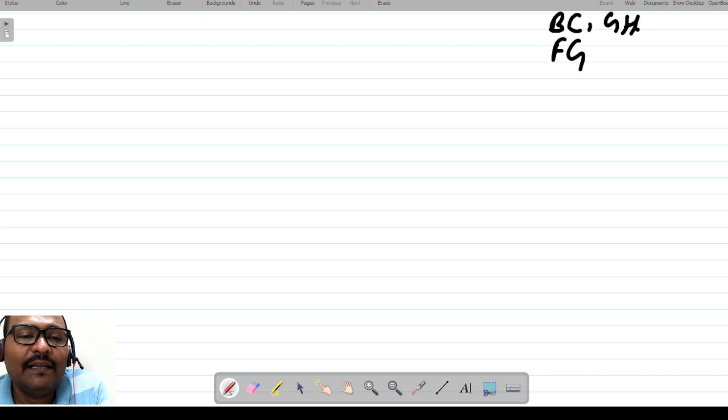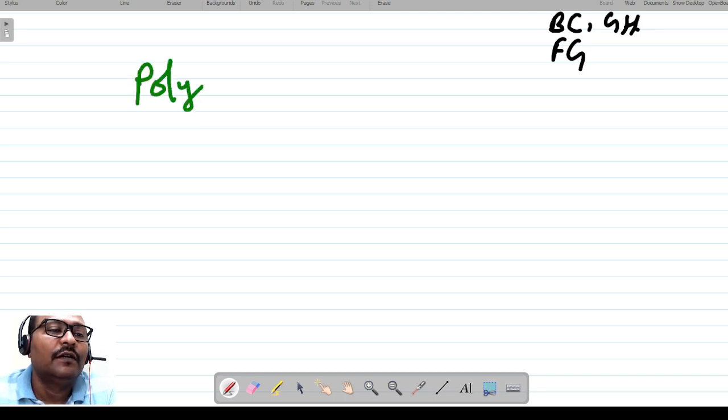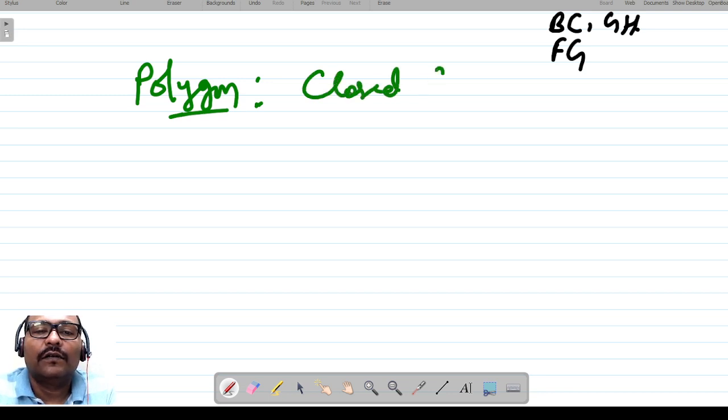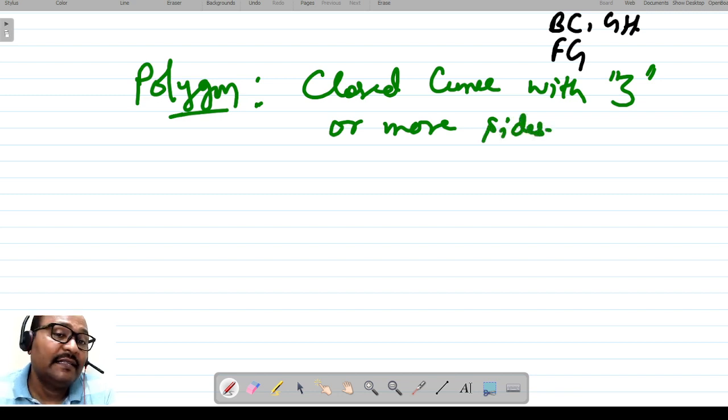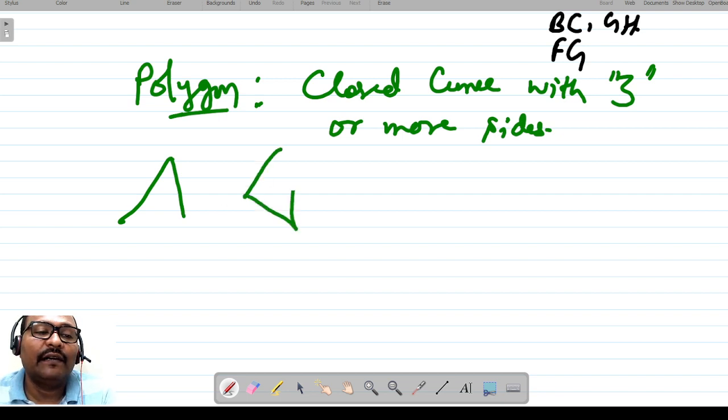And what is a polygon, students? Do you know polygon? We should have the concept of polygon. A polygon is a closed curve with three or more sides. With two sides, is it a polygon? No. But a triangle, it's covered from three sides, 1, 2, and 3. This is a polygon, right?